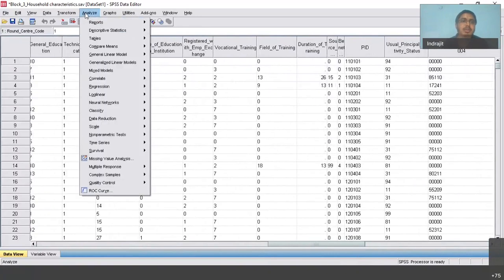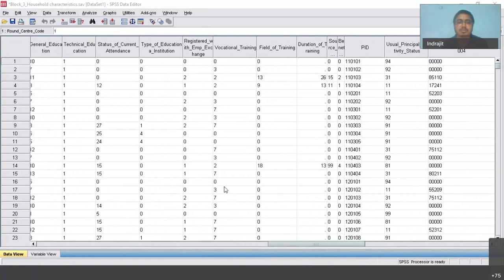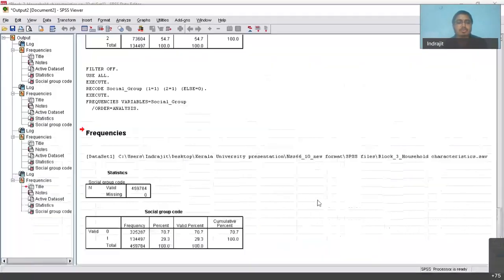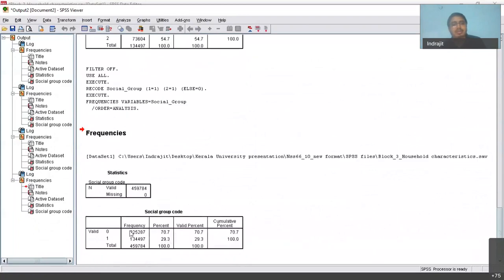Let me check it. Analyze, descriptive, frequency, social group. You see, now the variable has become only 0 and 1. 1 represents the groups together, 134,497, and 0 represents my forward caste. So you know the recoding, you know weight cases, select cases, and merging.